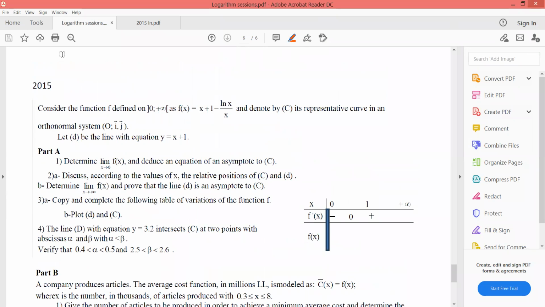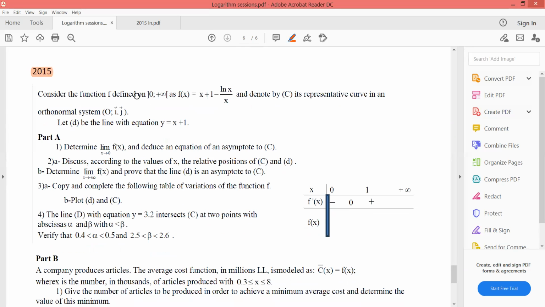Okay, this session is 2015. Consider the function f defined on 0 plus infinity. Always the domain is given by f(x) equals x plus 1 minus ln x over x. C is its curve in an orthonormal system. Underline the line D of equation y equals x plus 1.